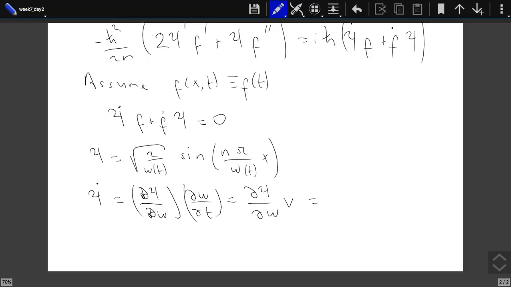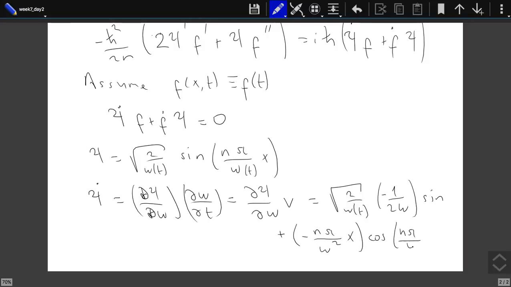Let's take the derivative. Well, the derivative with respect to omega would be square root of 2 over omega(t) times minus 1 over 2 omega times sine, plus the derivative of the sine with respect to omega, which would be minus n pi over omega squared x times cosine of n pi over omega times x. This is psi dot.